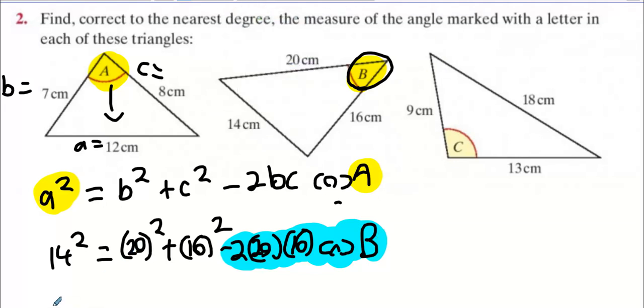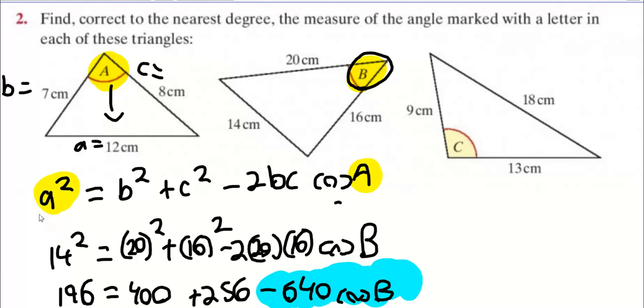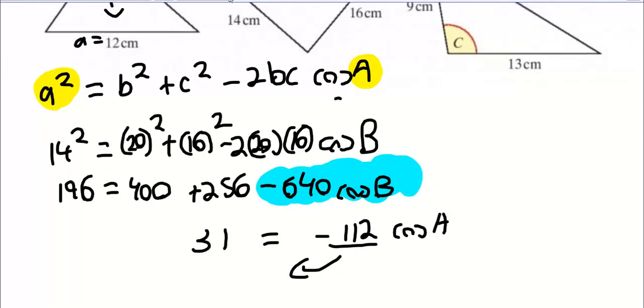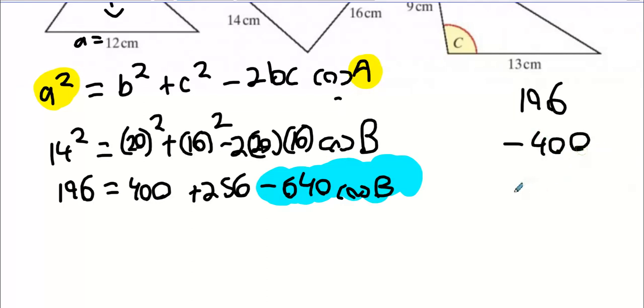Okay, 14 squared is 196. That's 400. 16 squared is 256. Yes, it is. That's minus 640 cos B. Once again, I'm just going to keep in mind that I'm not allowed to do anything with that for a minute. Okay, bring over the 196. Bring over the 400 and the 256, and take it away from your 196. We're going to take away the two of them.